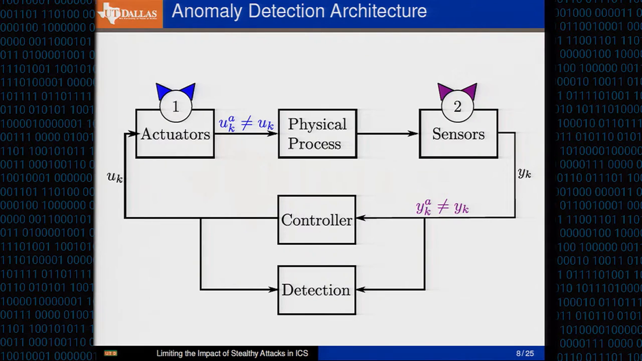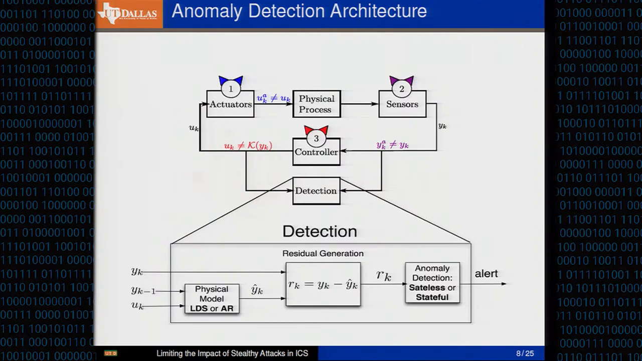Also, it can be deployed in the sensors, where the sensor readings, as I showed you before in the example, are changed, or it can be directly deployed in the controller, where the PLC, for example, can be modified or tampered. Therefore, the detection block takes the sensor readings and the control commands to generate a prediction using one of the models that I just mentioned. Then we have some residuals, and these residuals are going to fit the anomaly detector. It can be stateless or stateful, and it can show if there is an alarm or not when there is an attack.